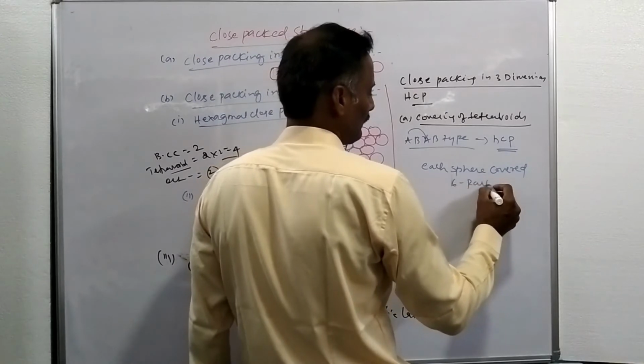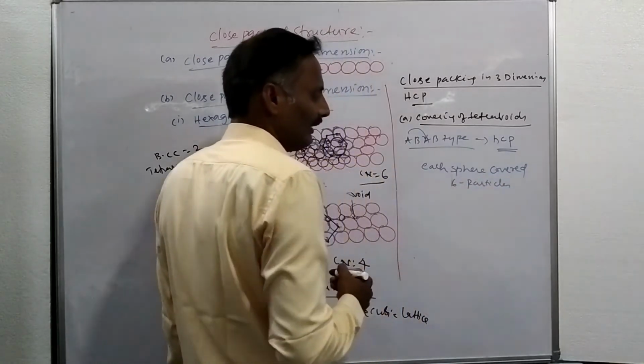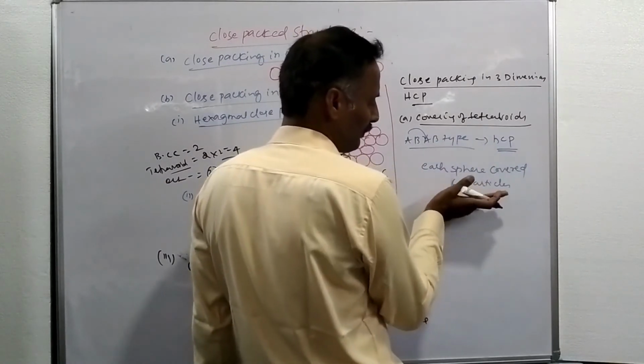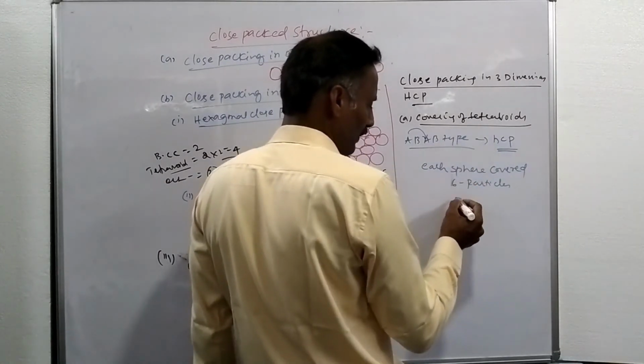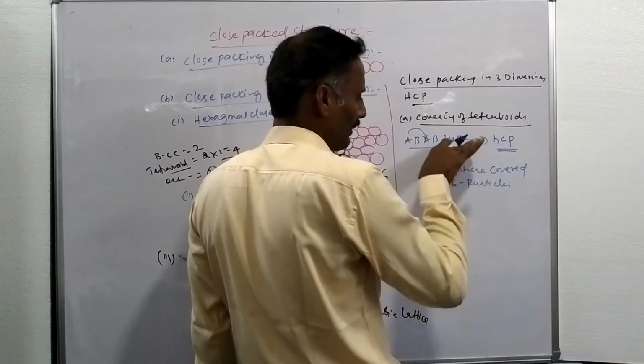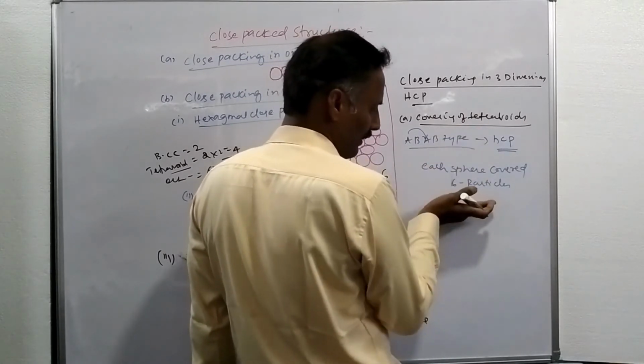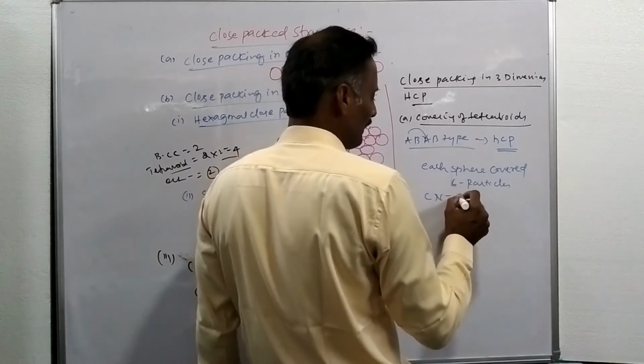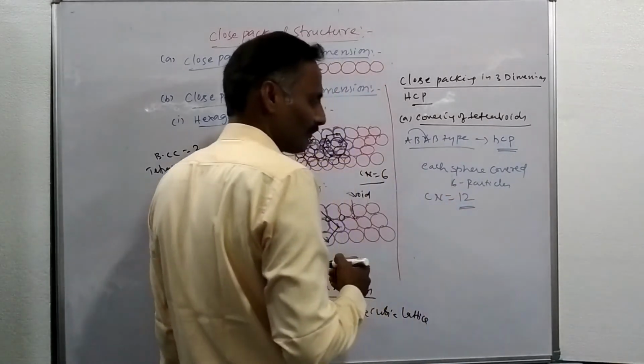Six particles are on the same layer, three particles are above the layer, and three particles are below the layer. Then the coordination number becomes 12.